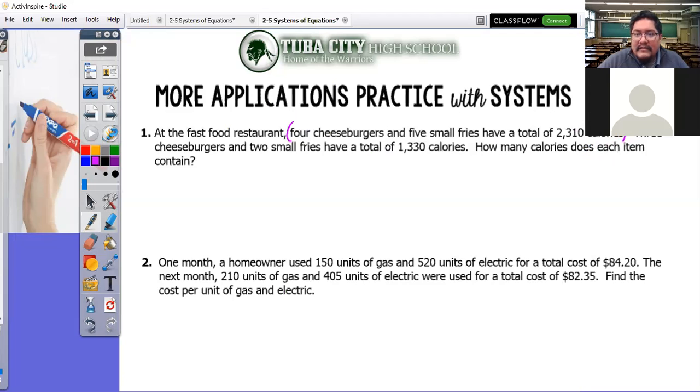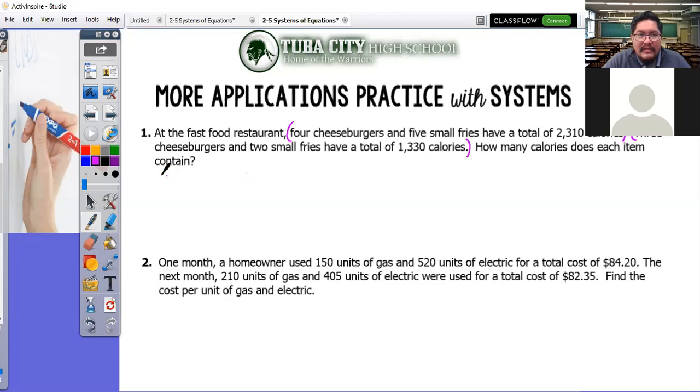And it says here, there's a second part where 3 cheeseburgers and 2 small fries have a total of 1,330 calories. So how many calories does each item contain? All right, so there's our question. How many calories does each item contain? All right, so we're going to have to eliminate one of these, so that way we can solve for one of them.